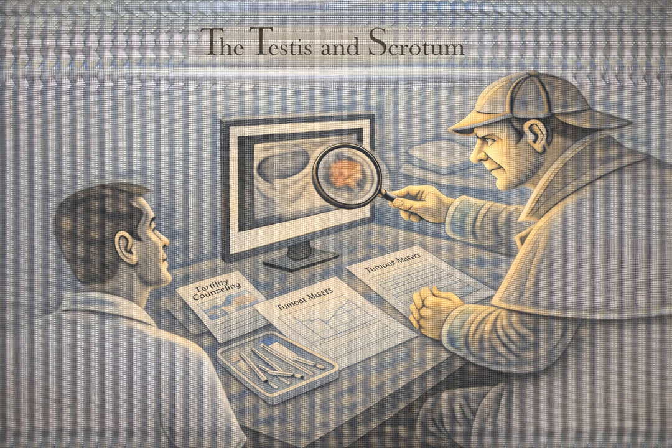Welcome to the Deep Dive. Today, we are tackling what I like to think of as the check engine light of male health. We're diving deep into Chapter 86 of Bailey and Love's Short Practice of Surgery. This is the 28th edition. The chapter is titled simply, The Testis and Scrotum. It is a foundational text.